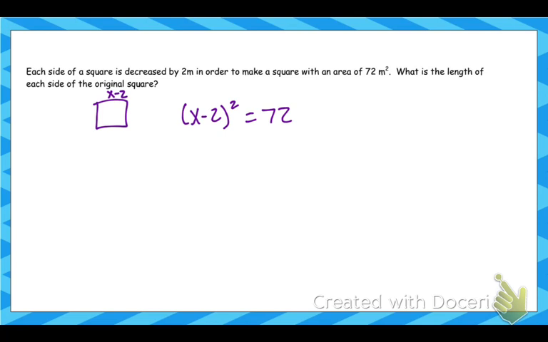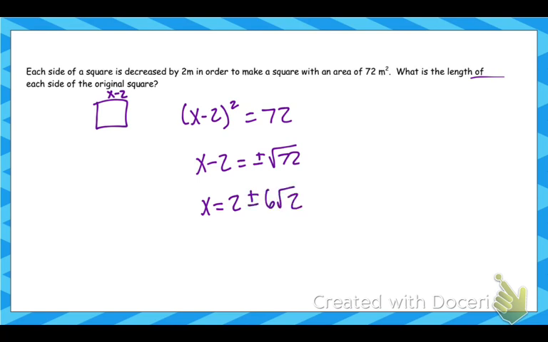This one's going to be easiest to solve by square roots because the only x you have is being squared. So let's square root both sides. The square root of 72 can simplify. 72 is divisible by 36, so that 6 can come out. I'm going to add that 2 to the other side. That becomes 6 root 2.